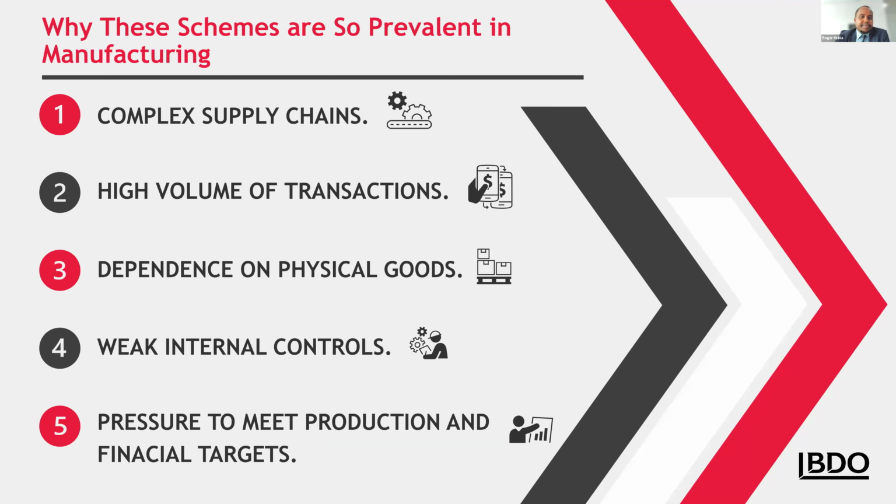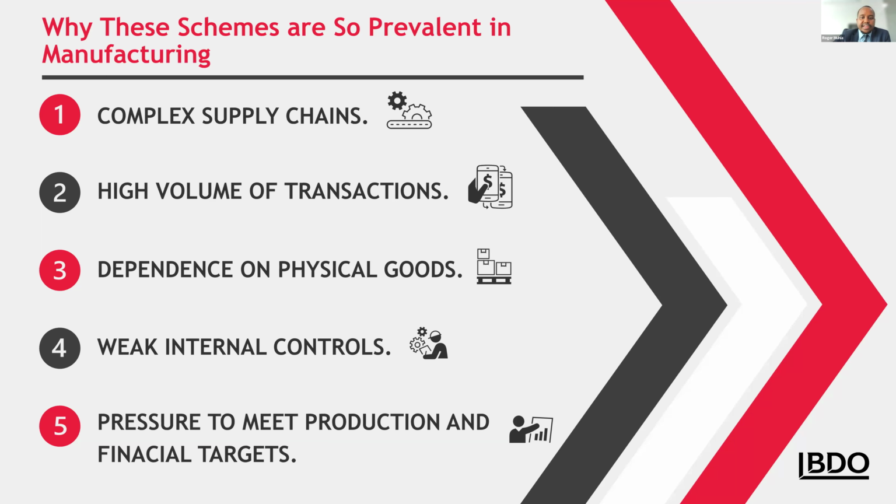The third reason is the dependence on physical goods. Unlike usual service-based industries, manufacturers deal with large quantities of physical goods, including raw materials, parts, and also the finished products. These are tangible assets, and they are very vulnerable to theft and misappropriation by employees or external parties who can steal items or misreport inventory. And without proper tracking mechanisms, these losses can go unnoticed for extended periods of time.